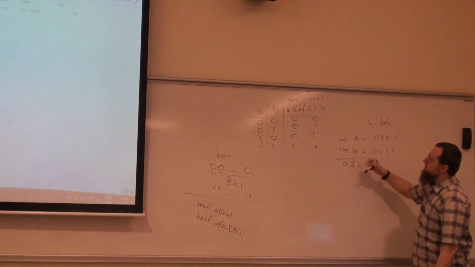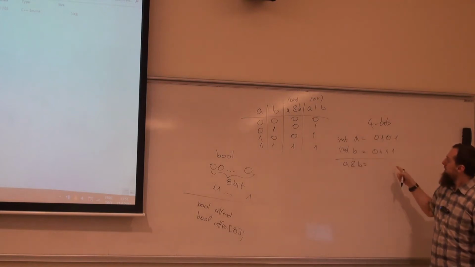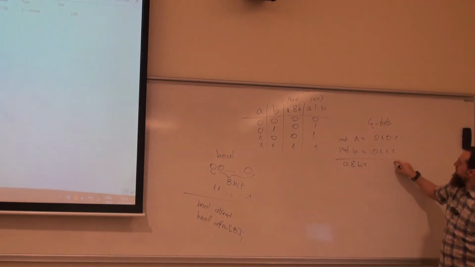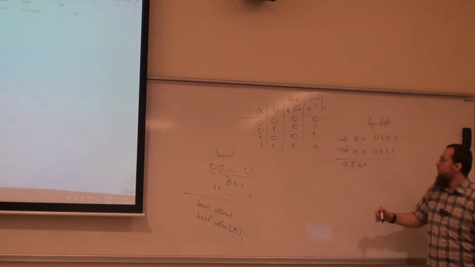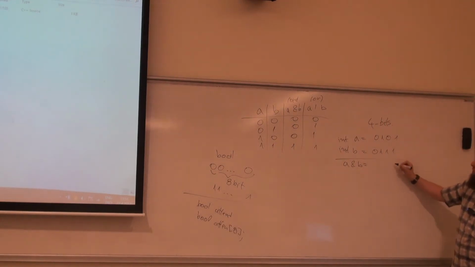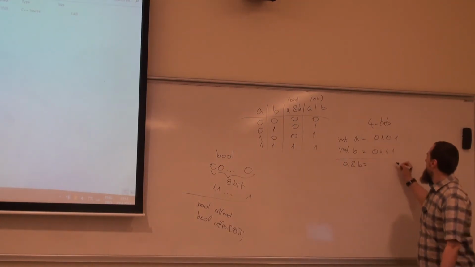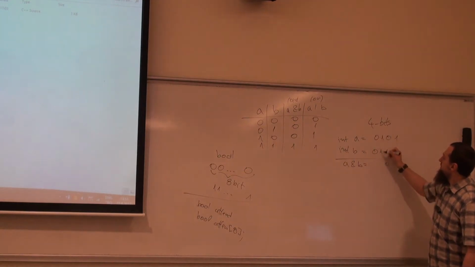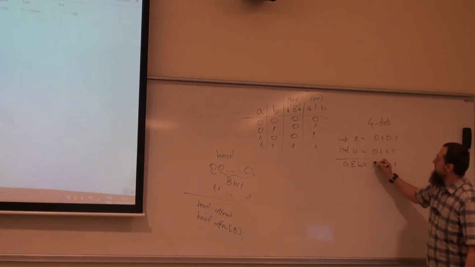For each of the bits, I look at the pair in the same position, and put in the corresponding place the result of the bitwise operation. So I have AND. 1 and 1 is how much? That's 1. I have 0 here, 0 here, and 0 here.